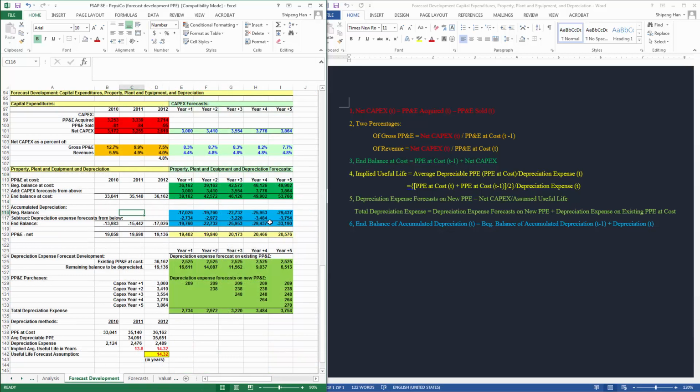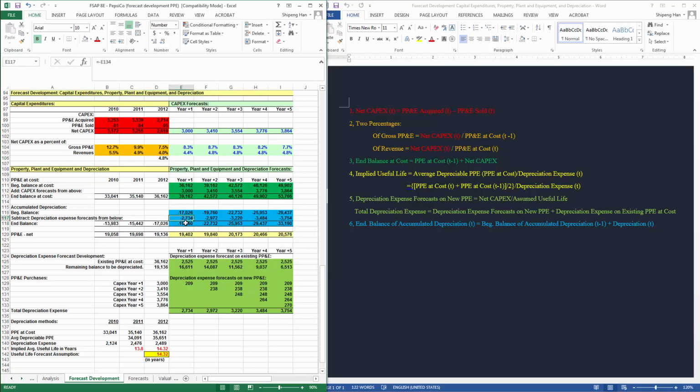So again, accumulated depreciation is an asset account, right? Because accumulated depreciation is a control account of PPE. Because PPE is an asset account, so its control account is also an asset account. Same as PPE, we start from year 2012. So next year, we're going to add the depreciation expense, right?